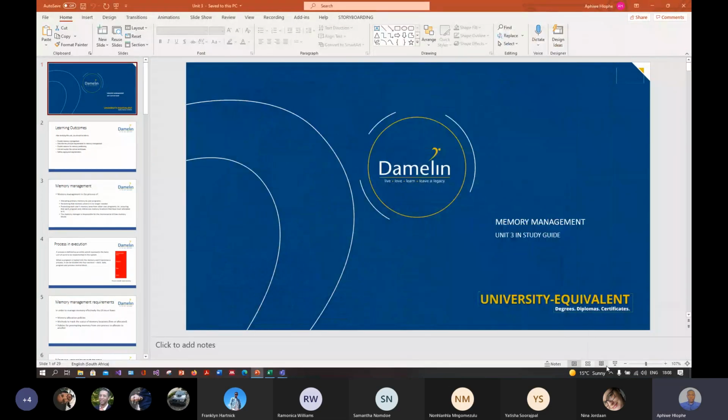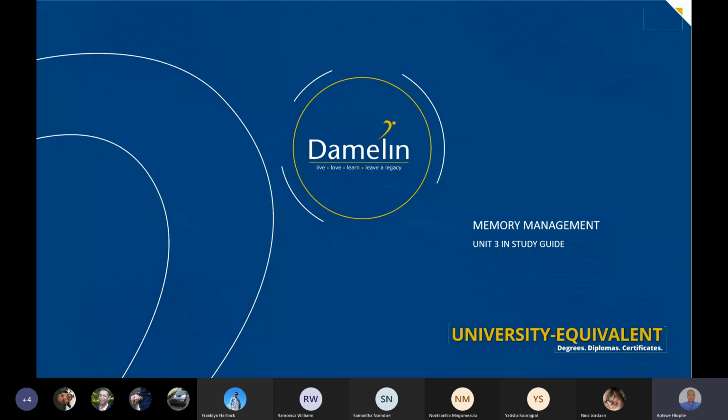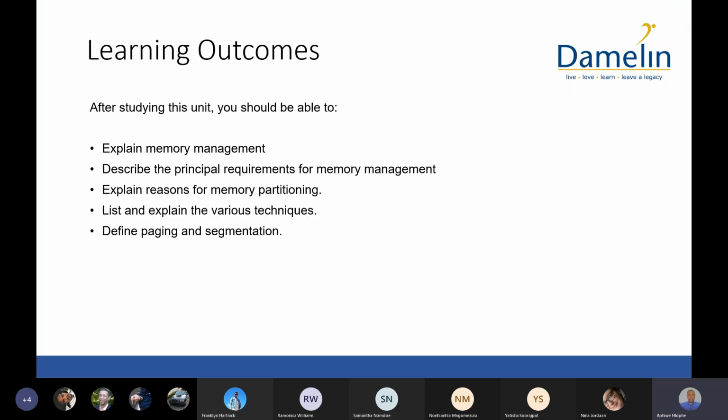Okay, so we are on Unit 3, and the topic is memory management. We will cover the following learning outcomes: explain memory management, describe the principal requirements for memory management, explain reasons for memory partitioning, list and explain the various techniques for memory management, and then define paging and segmentation.